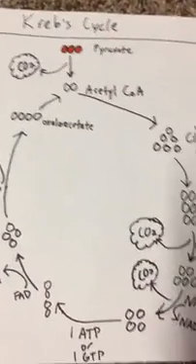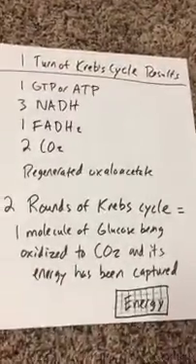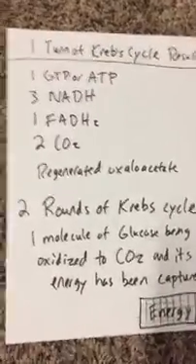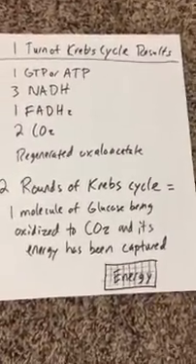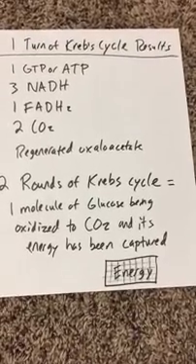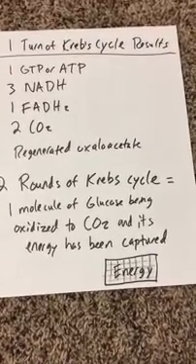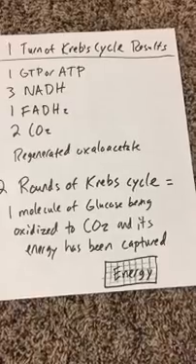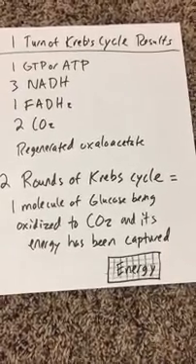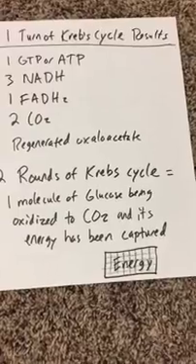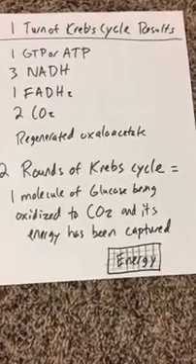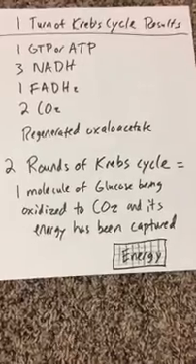Now for one turn of the citric acid cycle, we have the production of one GTP or ATP, so we're going to say that those are equivalent. We can convert GTP to ATP easily in the body. We have 3 NADH. We have 1 FADH2, 2 CO2, which are lost, and we have the regenerated oxaloacetate. So the cycle can start all over again.